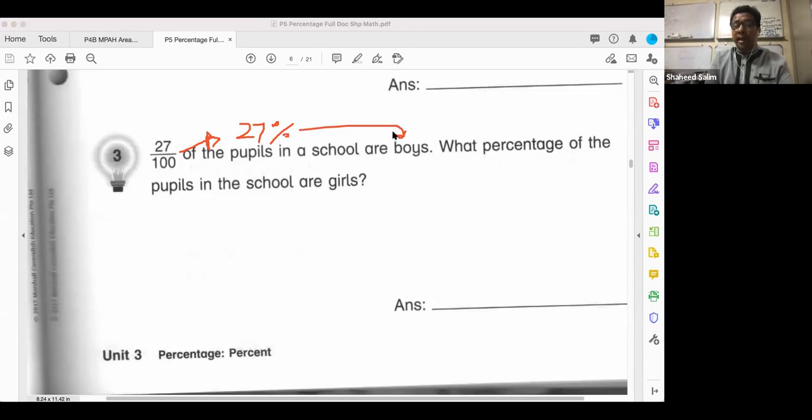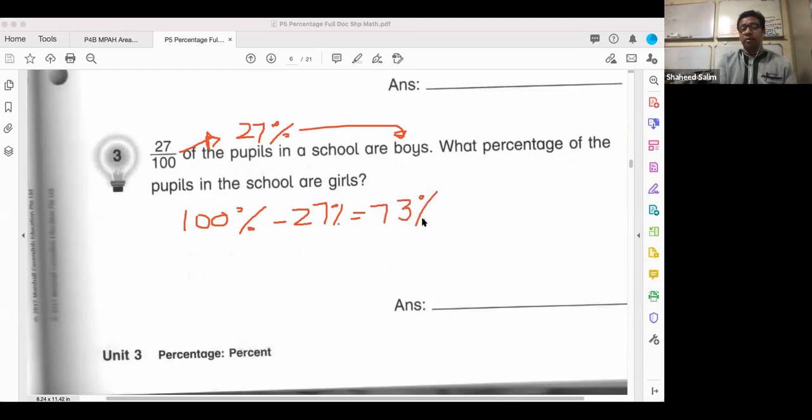So how many girls are there? Well, you know that the boys and girls all together is 100%. 100% is normally everything. Then you minus 27%, you will get the girls. And what is the answer? 73%. We do one last one, okay? Here we go.